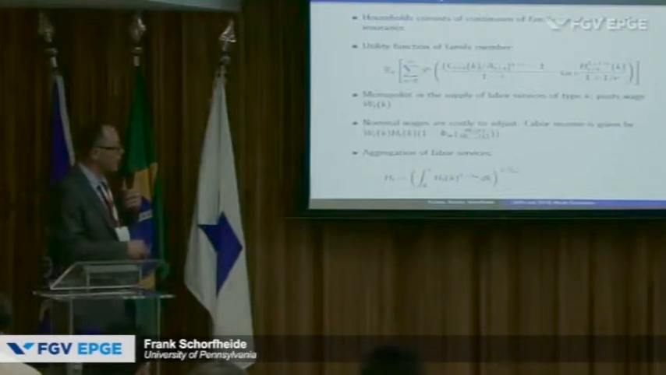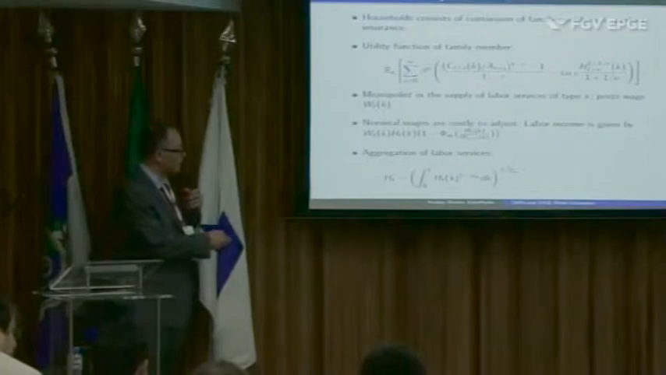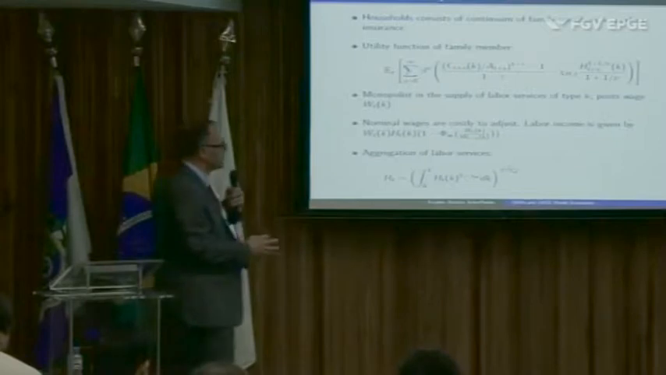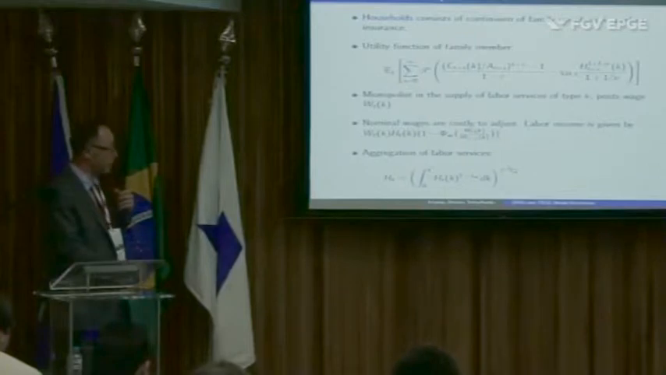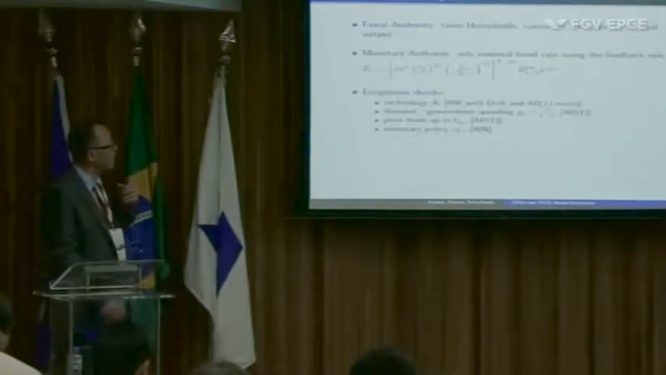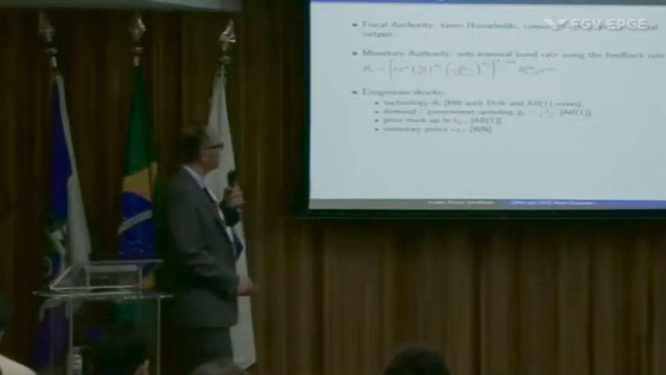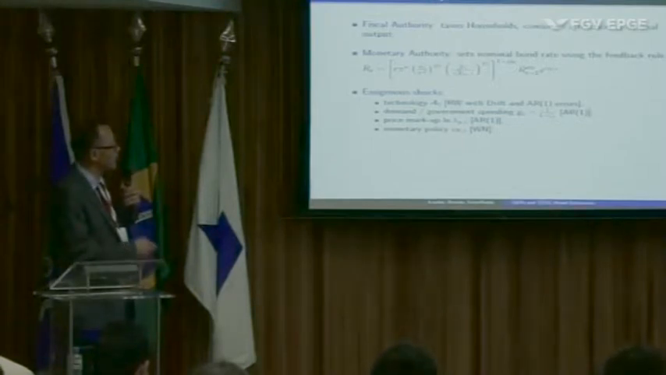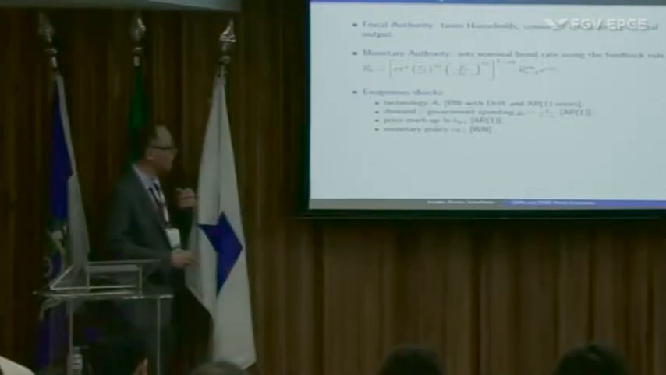Then you aggregate the labor services, and this aggregated labor is being used by the intermediate goods producer. So that's the structure, a common way of introducing wage stickiness in these New Keynesian models. There's a fiscal authority which taxes households and consumes a fraction of the final output. There's a monetary authority which determines the nominal interest rate in response to inflation and output growth movements, and there's a monetary policy shock.